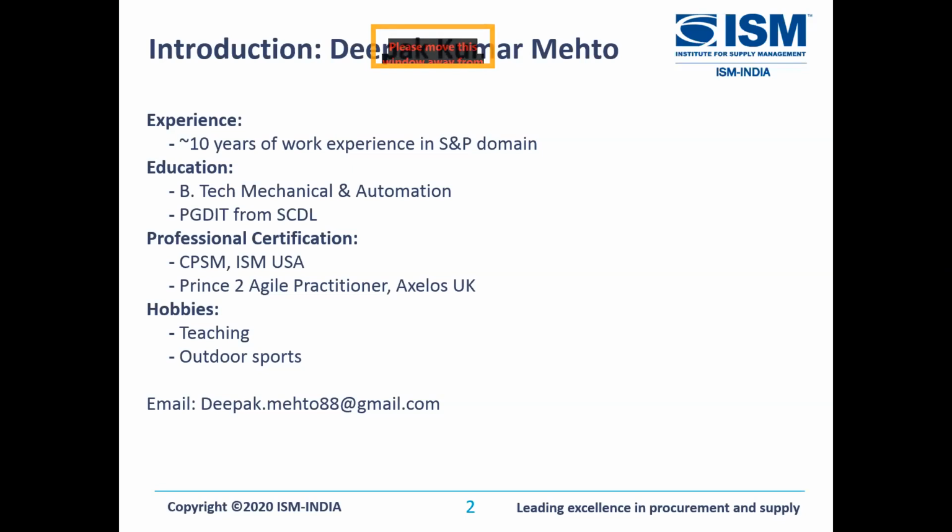And as a hobby, I love teaching. I'm more of a student. I love sharing, so I won't say teaching, but it's something that I picked up from my college days. Other hobbies: I love outdoor sports. I love to play cricket. I'm a part of a local club cricket team here. And below is the email ID where you can reach out to me and we can have further discussion on the sourcing and procurement domain. So that's it, a very quick introduction for myself.